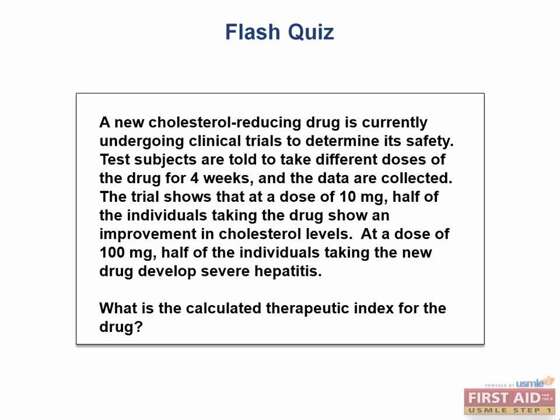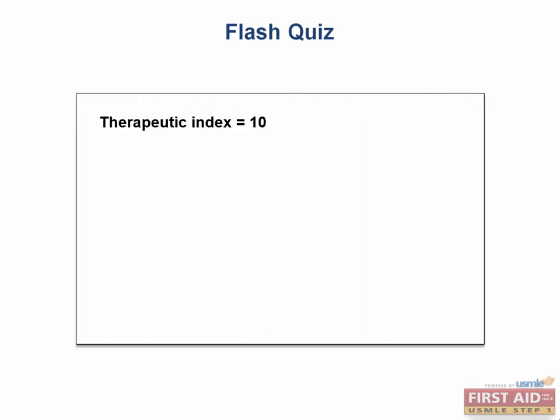Think you know it? Alright, so the answer is going to be a therapeutic index of 10. So the question is asking for a simple calculation of the therapeutic index. The equation for therapeutic index, do you remember what that was? It was toxic dose 50 divided by effective dose 50. So there's our equation for our therapeutic index.